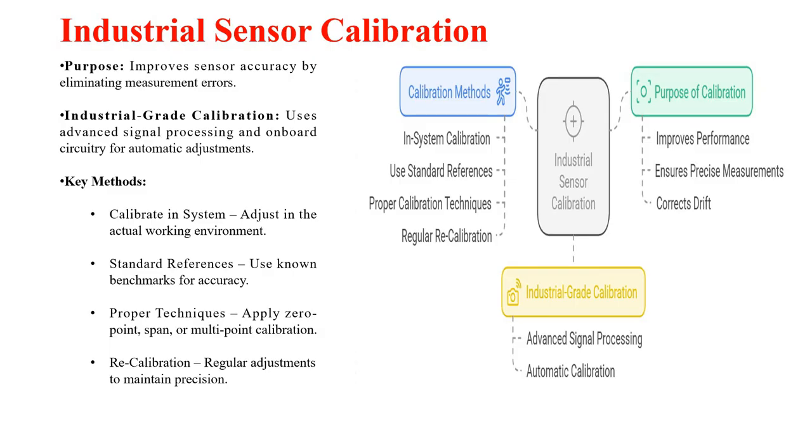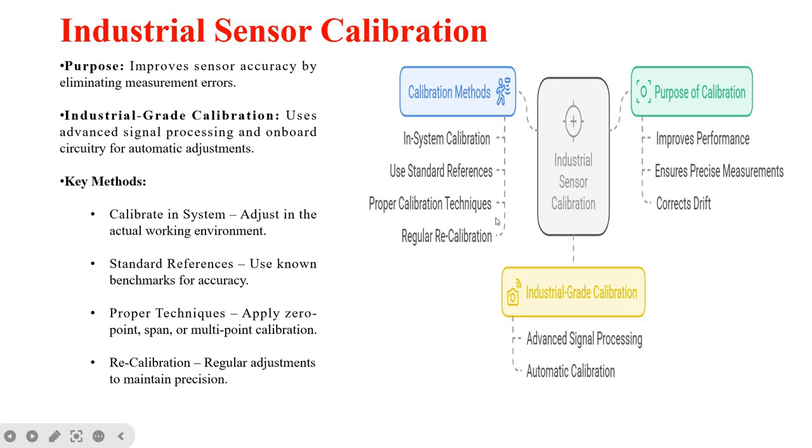Then we have key calibration methods. First, calibrate in the actual system, where the sensors should be calibrated in the same environment where they will operate to account for real-world conditions. Then you have standard references, where the calibration is done against known reference standards in order to ensure accuracy.